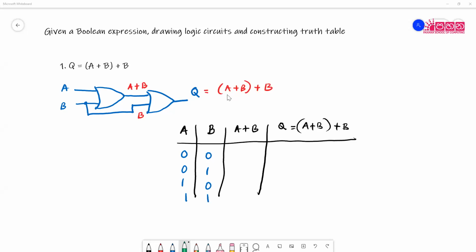To draw the truth table, we need the two inputs A, B, and then we need to find A plus B. Finally, you have to add another B to this one. So we are going to have labels A, B, A plus B, and Q will be A plus B plus B. Since we have two inputs, we can have four states: 0 0, 0 1, 1 0, 1 1. So you see the pattern: we have two zeros and two ones.